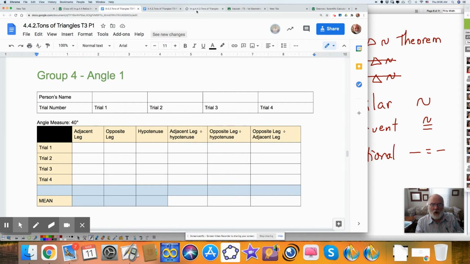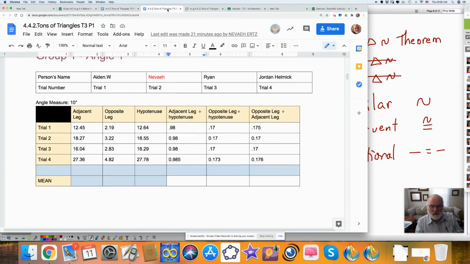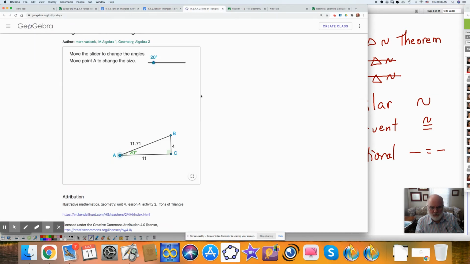Now, what are they doing this with? There is a GeoGebra app that I've given you, and you can open it. You have 10 degrees. I can change the angle. Notice this is the angle. This would be the opposite leg. This would be the adjacent leg. This side is adjacent, but it's not a leg. It's the hypotenuse. So this is the hypotenuse.